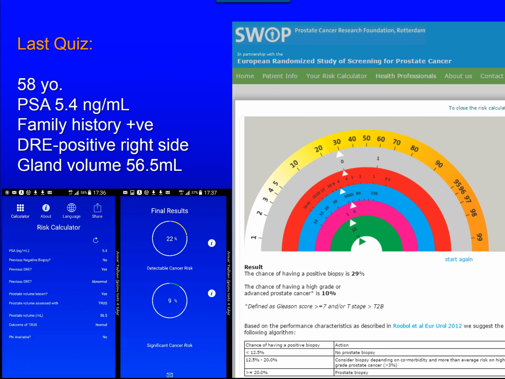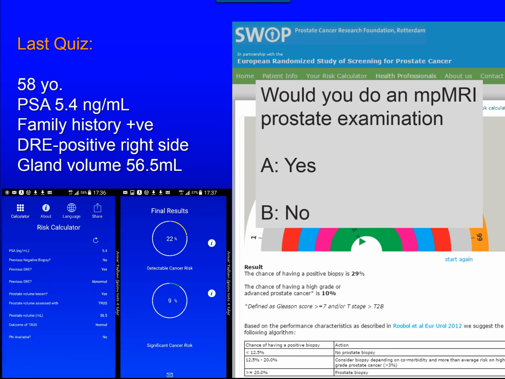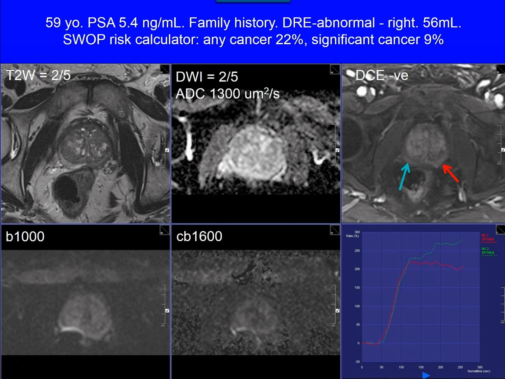Let's do another patient. Here's a 54-year-old with a PSA of 5.4. He has a positive family history. His DRE is positive, but on the right side. His glandular volume is 56.5 ml. His detectable cancer risk is 22%. His significant cancer risk is 9%, so 3 times greater than background. So he should have a biopsy. Would you do an MRI? And the answer is yes, you should, because he's at high risk.